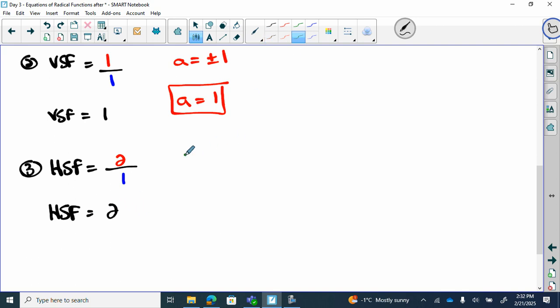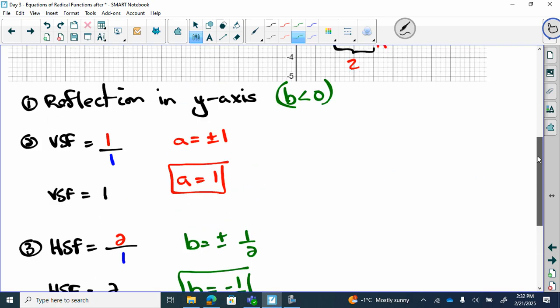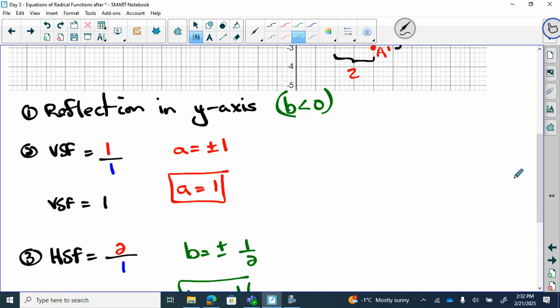That means that B could be plus or minus what, guys? 1/2, the reciprocal of 2. And which one do I pick? A negative 1/2. Great. Why do I pick a negative 1/2? It was reflected in the y-axis. Now, you can really do step 4 and step 5 together. The horizontal translation and the vertical translation together.